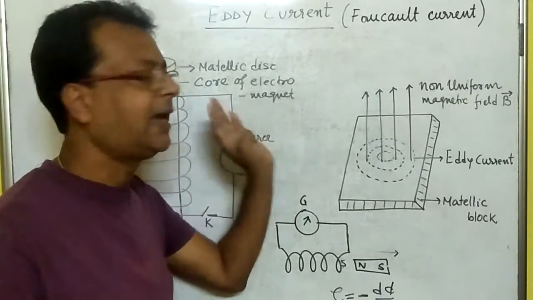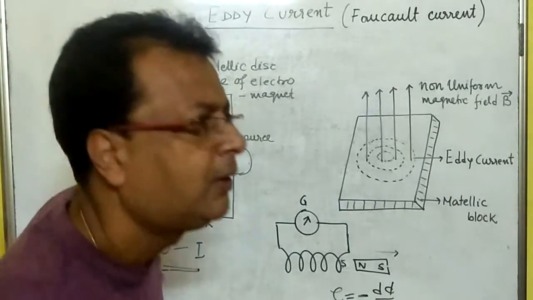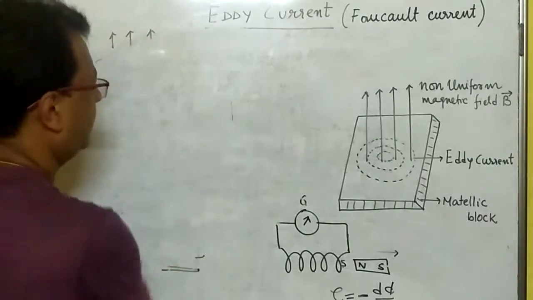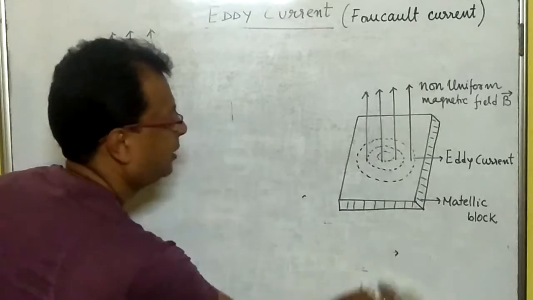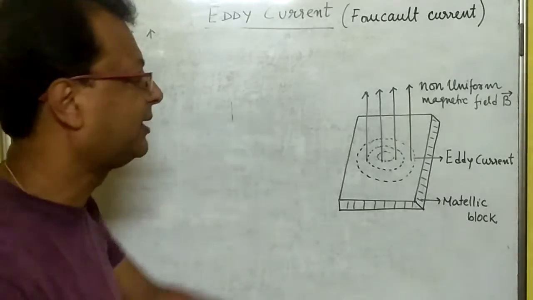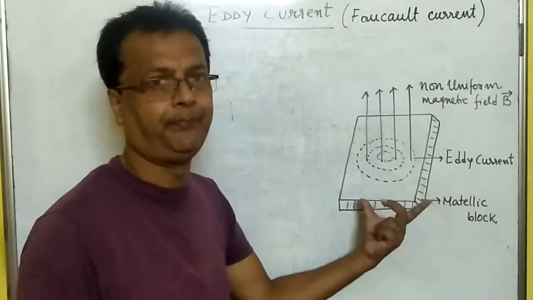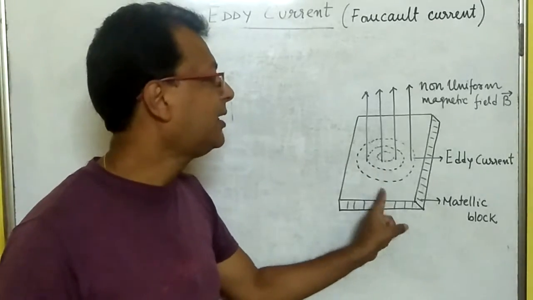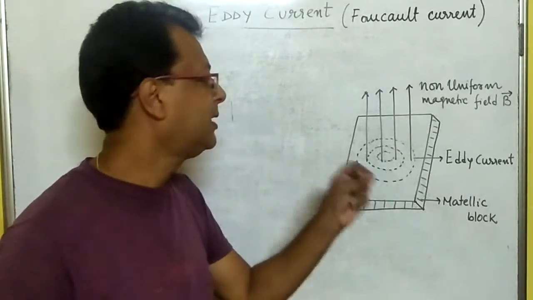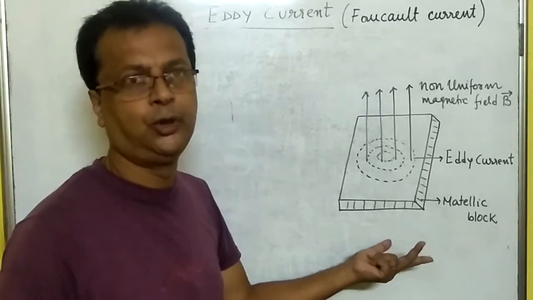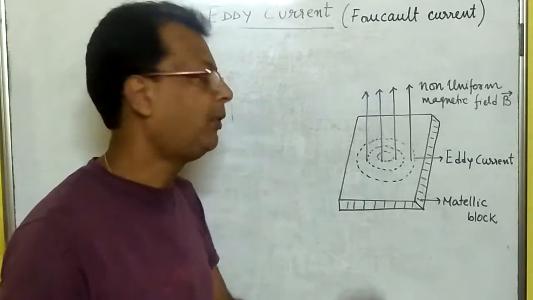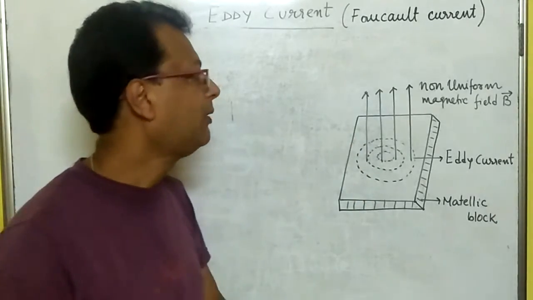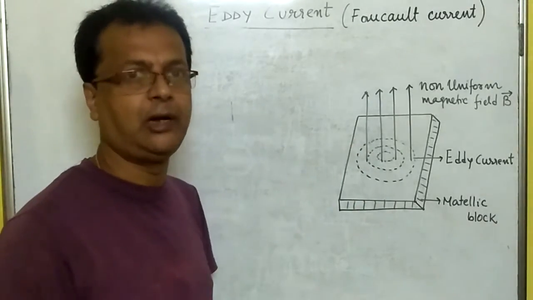So, eddy current has many disadvantages. One of the main disadvantages of eddy current is that it produces a heating effect. Whenever eddy current flows in it, this metallic block will get heated up. Whenever the heating effect takes place, there is a loss of energy. So, this is one of the most important disadvantages of eddy current. Now, there are some advantages of eddy current also.